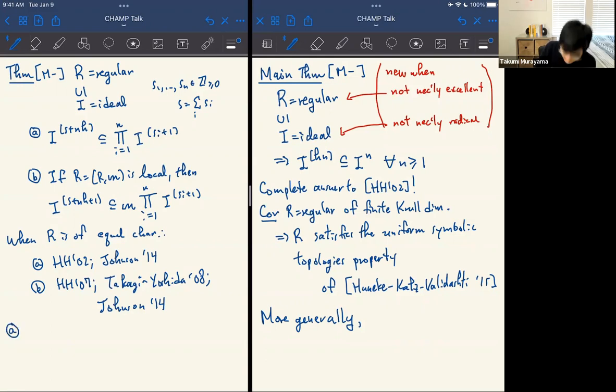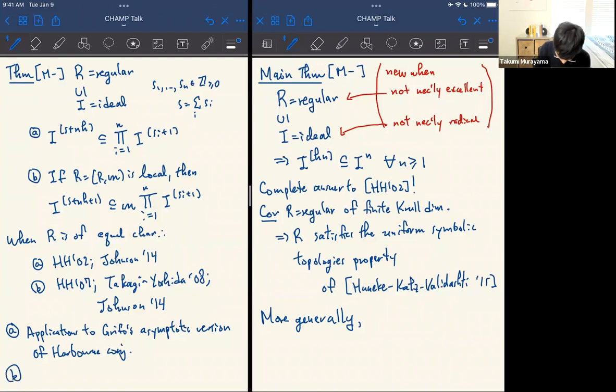Okay. And I'm not going to talk much about these two stronger versions. I will say, though, that they do have applications. For example, A has applications to Lovász's version of the Harbourne conjecture, so the asymptotic version of the Harbourne conjecture. And B is related to a conjecture of Eisenbud and Mazur. But if you have more questions about these applications, you can always ask me after the talk.